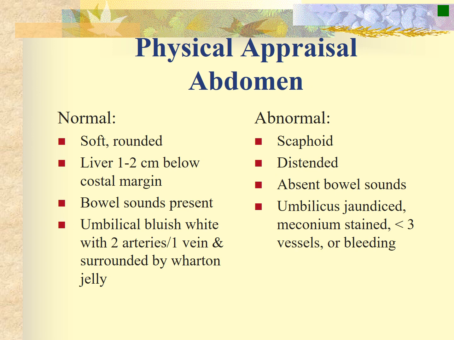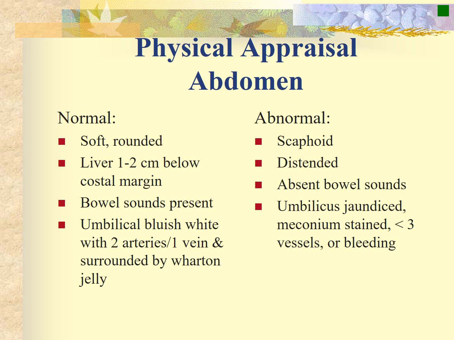Abdomen should be soft and round. You should be able to feel the liver 1 to 2 centimeters below the costal margin. They're very thin walled, so you might be able to feel that. Bowel sounds should be present, and the umbilical cord should be bluish white with 2 arteries, 1 vein, and you'll check that when you're doing that first assessment after birth, looking to make sure it has 2 arteries, 1 vein, because that indicates that the circulation was adequate.